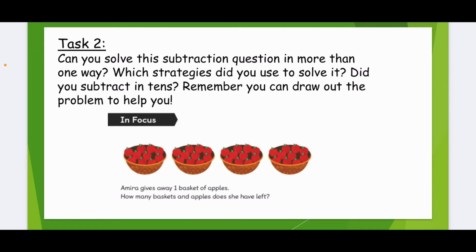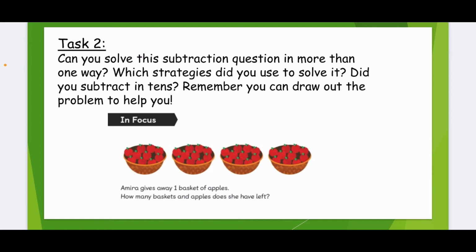It says, can you solve this subtraction question in more than one way? Which strategies did you use to solve it? Did you subtract in tens? Remember, you can draw out the problem to help you. So in this problem, you can see 4 baskets with some apples in it. And it says, Amira gives away 1 basket of apples. How many baskets and apples does she have left?